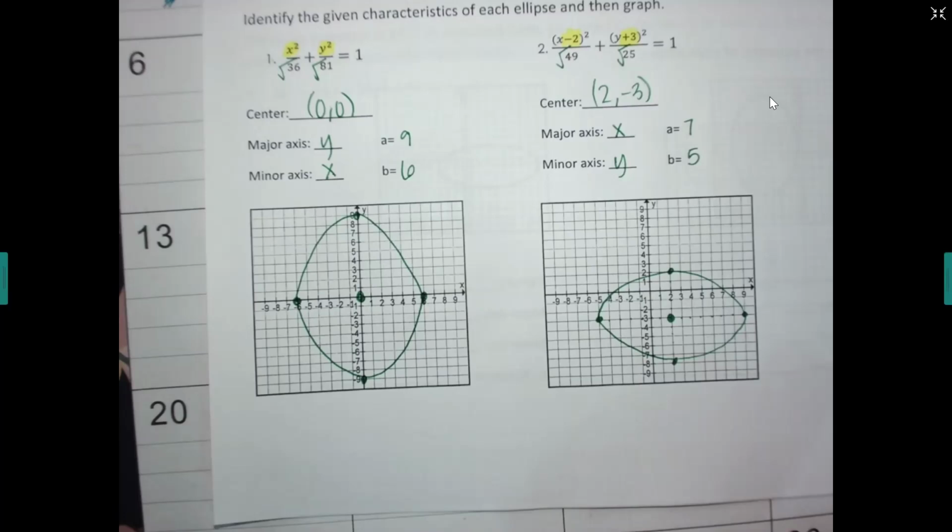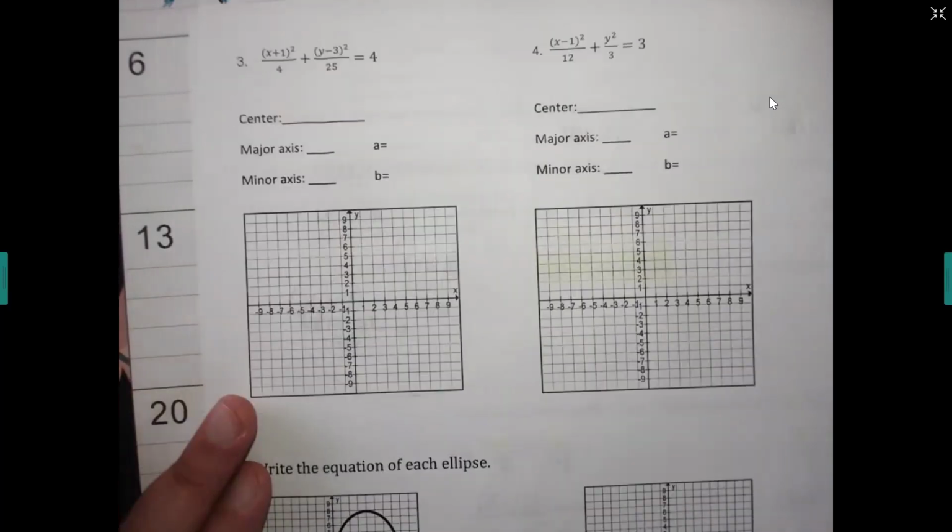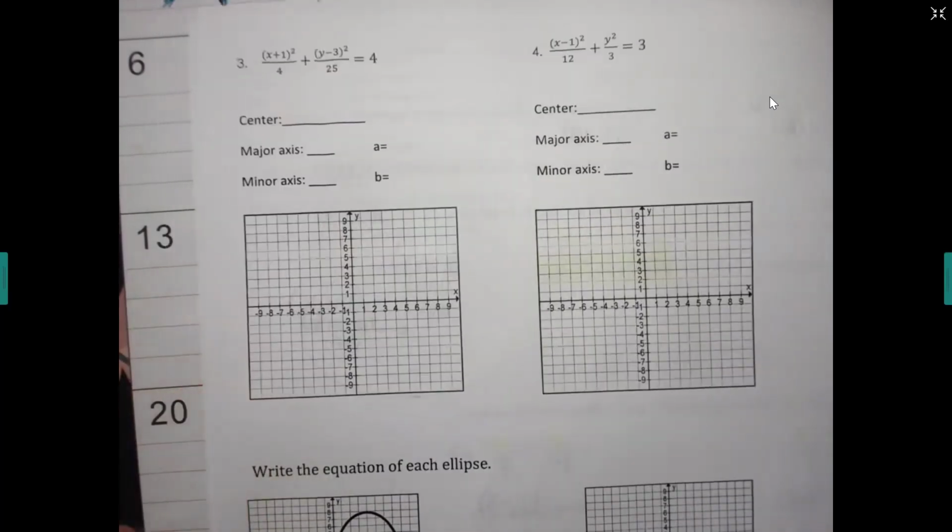Okay, let's take a look at number 3. What is your equation supposed to be equal to on the right-hand side? What number? 1. It's got to be a 1. So when you take a look at number 3, you'll notice that it's equal to 4. Okay, that's not going to work. We have to fix it.